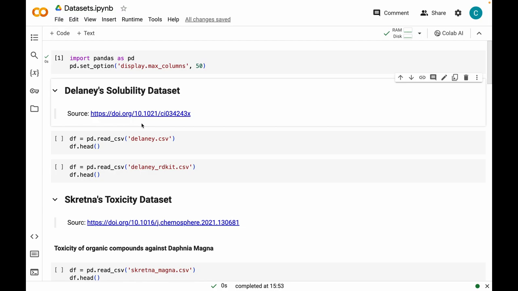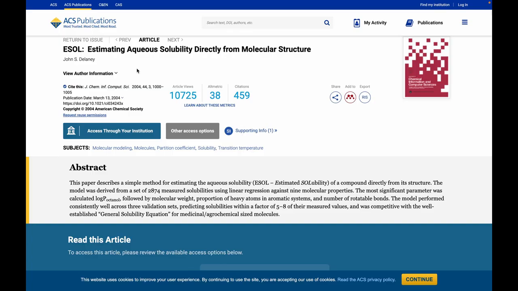For example, it is essential in environmental studies when assessing the fate and transport of pollutants. Apart from this, the knowledge of solubilities of compounds can play a major role in material science, agrochemicals and pesticides, and the food and flavor industry. So let's go ahead and have a look at the publication where this dataset was first published.